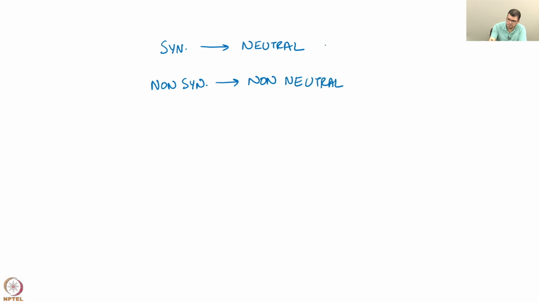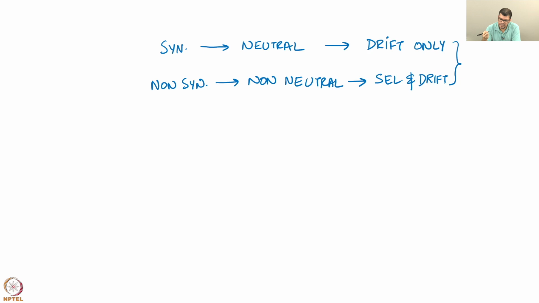So, if the synonymous mutations are neutral, that means their fate is driven by drift only, because by definition if they are neutral, then selection has nothing to do with synonymous mutations. So, this is drift only, and if non-synonymous mutations are non-neutral, then their fate is obviously being determined by selection, and hence there is a qualitative difference in how these two kinds of mutations are going to be treated when looked at through the prism of selection and drift. I mean, obviously here drift will matter, every mutation is susceptible to drift, but the main idea is that selection has nothing to do with synonymous mutation.